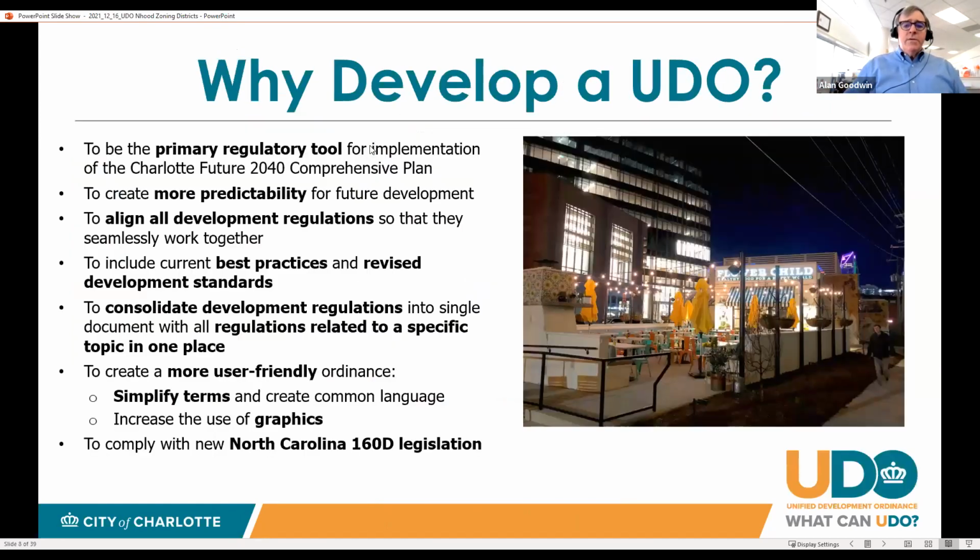So why are we developing the UDO? Well, as I mentioned, it's going to be the primary regulatory tool for implementing the comp plan, but it's also to create more predictability, we think, in future development. It's to try to align all of those various zoning and land development regulations that you saw on a slide a couple of slides ago, so that they work better together. There's common language and common definitions across all of those various regulations. Consolidating them and updating them as needed.